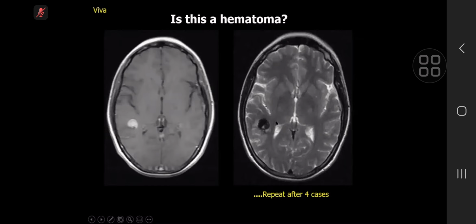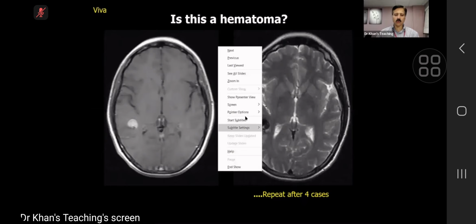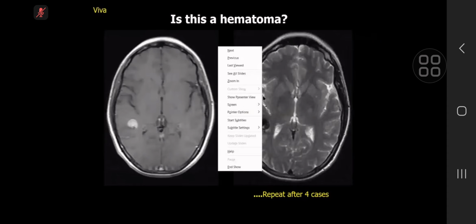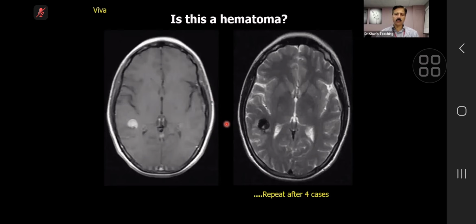So what is this? This is a hematoma. I want you to classify this hematoma. Tell me which type of hematoma it is. Do you know the classification of hematoma on an MR? Just like we did classification of infarction: hyperacute, acute, subacute, chronic.